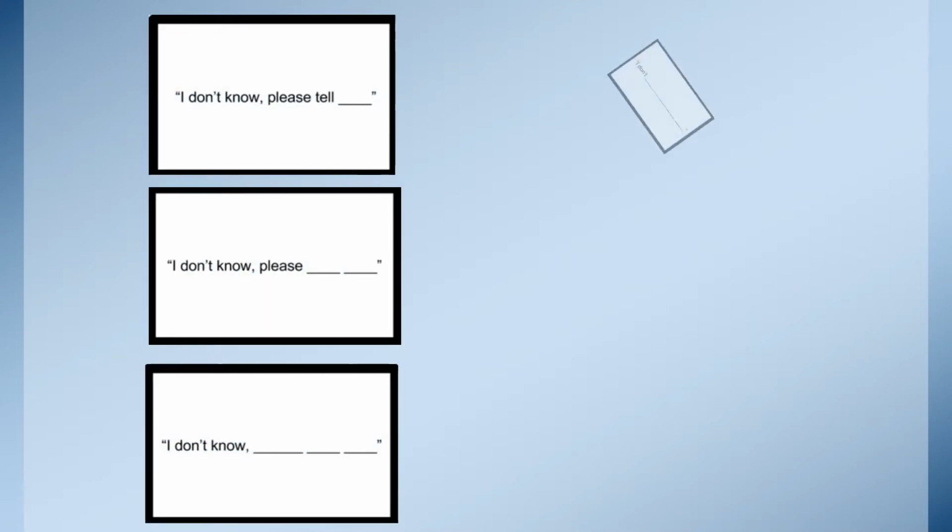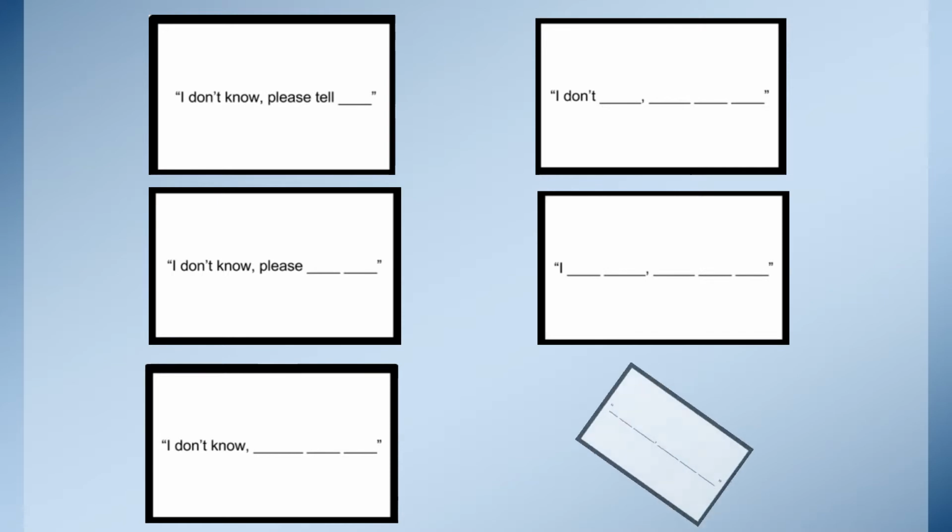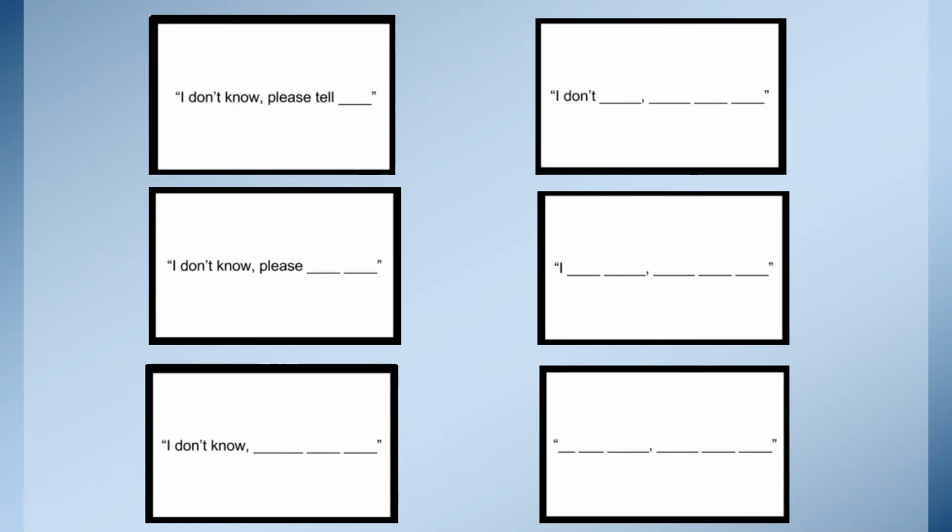And then here are examples of what the faded prompt will look like, each time losing a word of the phrase until the entire card is blank. And remember, we're not progressing to the next card until there are 3 consecutive days of demanding, "I don't know, please tell me," with no errors.